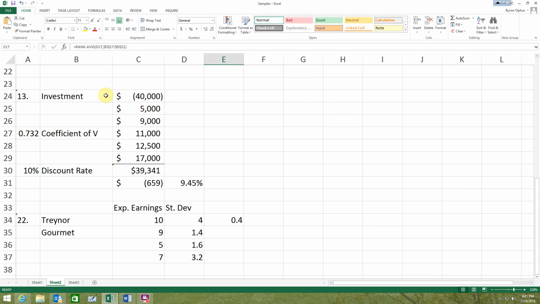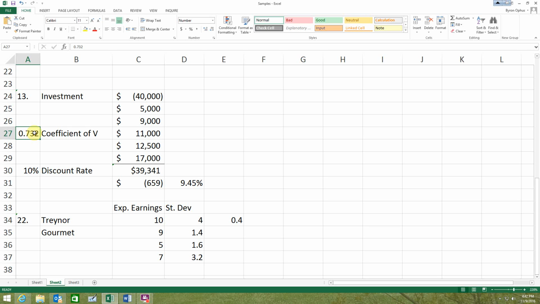Anyhow, I kind of did the same one. I just put in some different numbers. Okay, and away we go to take a look at it. Really, guys, the most difficult part of this, and it's not difficult at all, is that it gives you the coefficient of variance, and yours is different. I used 0.732, right? And then it says select the appropriate discount rate and then compute the net present value.